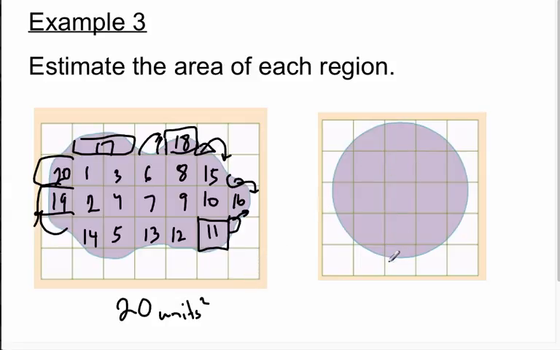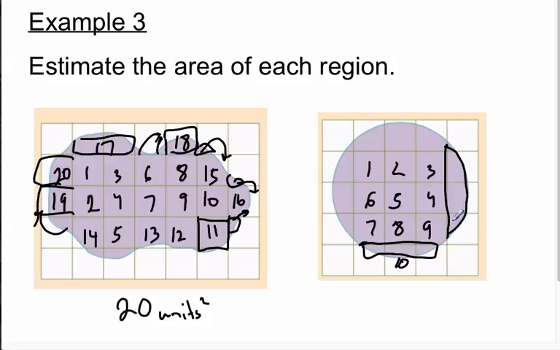Okay, for this circular region, now I've got pretty much 9 full squares. And then I've got a lot of partial squares here. Okay, let's go to this bit. This is probably, it's a little bit on each. I'm going to say that's like my 10th square right there. This looks like about, could fill up these 2 squares here. So I'm going to call this 11 and 12.